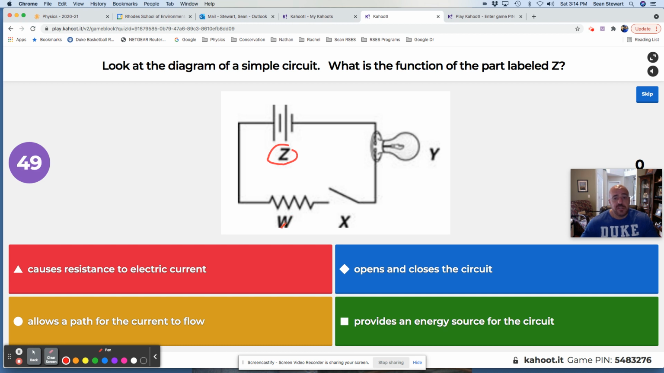All right, Z, if you didn't know, is a battery. That's how we represent batteries, a big line next to a small line. So this is actually two batteries, one there, two there. So now that you know that it's a battery, hopefully you know it provides the energy source. W is a resistor, just like Y, and they both control current. X is a switch that can open and close the circuit, turn it on and off.